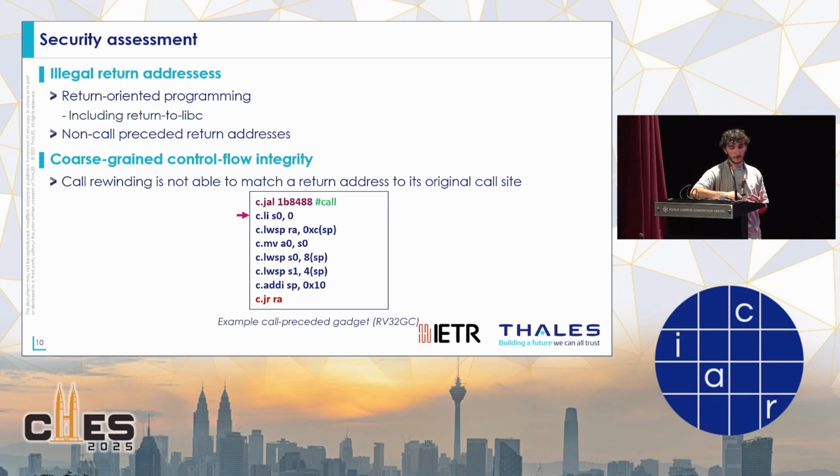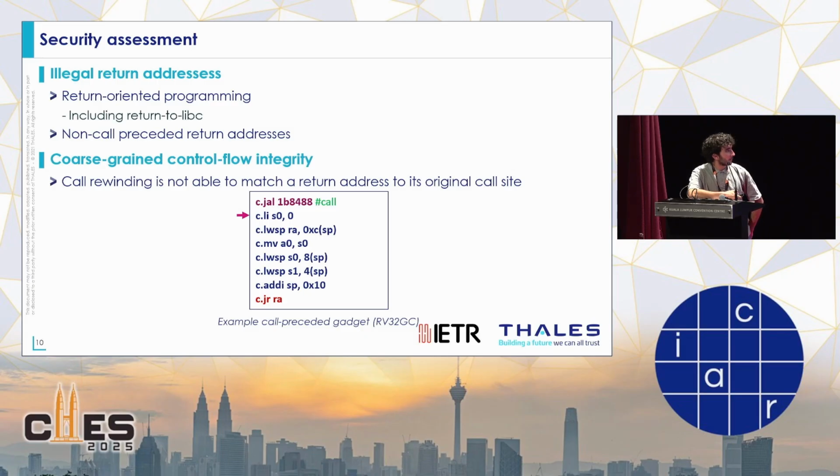Okay, so now that I've explained the concept, what do we actually detect with call rewinding? We were able to detect all illegal return addresses. I mentioned ROP earlier, and this is the attack we had in mind when we developed the solution. But in fact, we were able to detect all non-call-preceded return addresses. This is what we call a coarse-grained control flow integrity mechanism, because we match a valid call site, but not the original call site, as a shadow stack would do. So it's not a one-to-one matching, it's a one-to-n matching. And this leaves few targets for attackers to exploit, right?